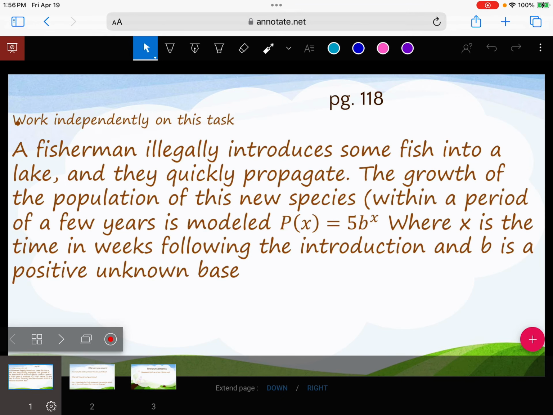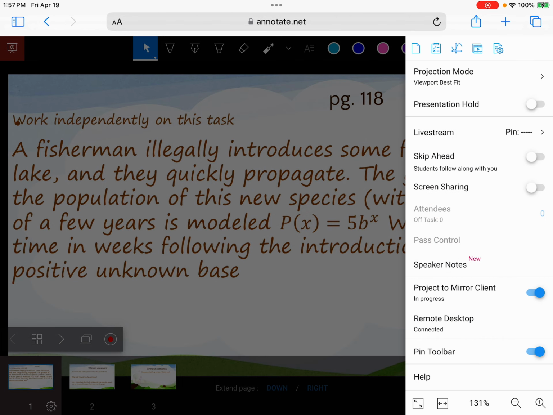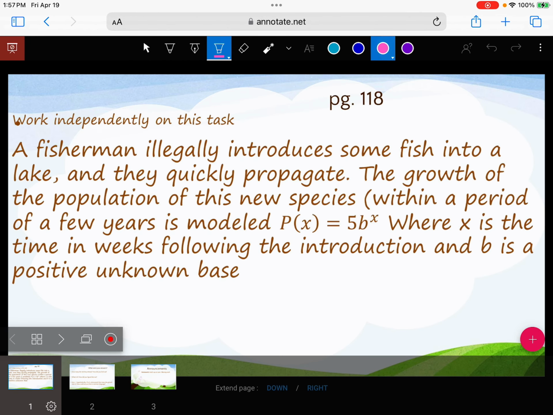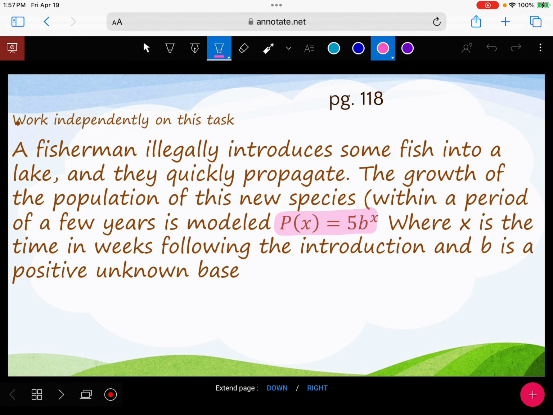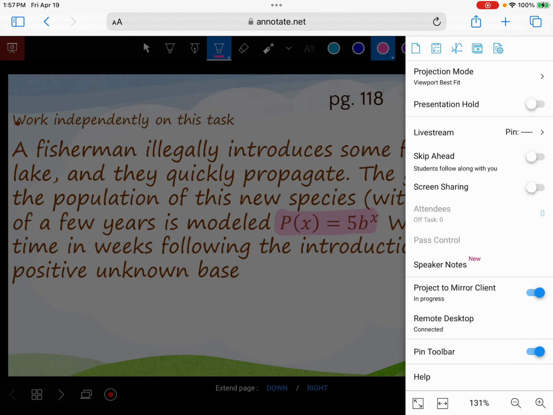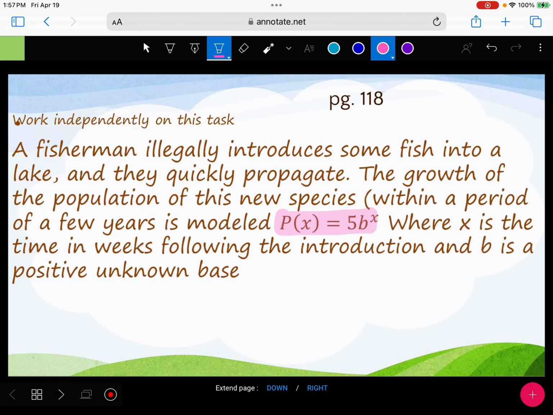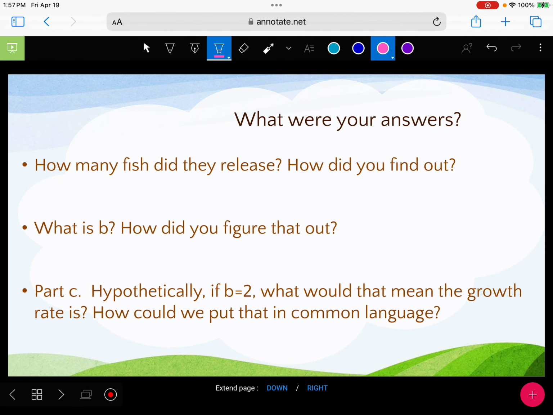All right, so let's go ahead and work through this. We're given this equation in the little paragraph in the story, in the book. It's got this kind of half of an equation, and they're asking us to find out all kinds of things about this function when we know that equation. So the first thing we are asked is, how many fish did they release?